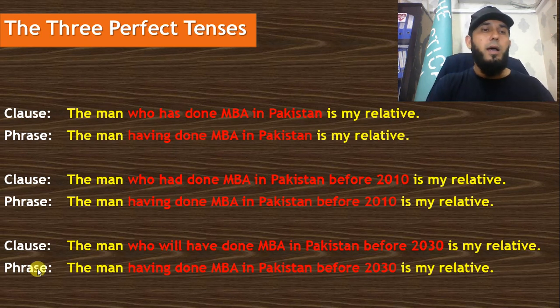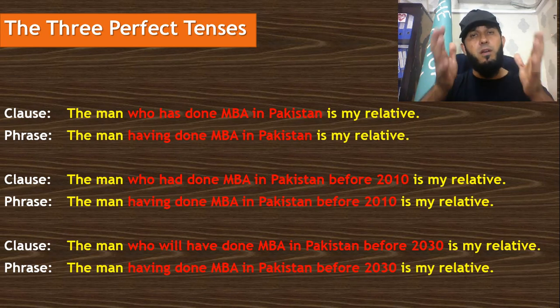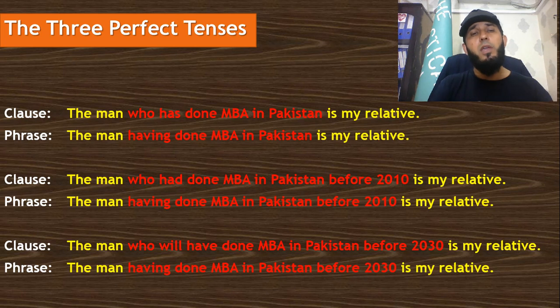And finally, future perfect tense, class. The man who will have done MBA in Pakistan before 2030 is my relative. I've brought the same concept in all these three examples. But the point is that there it says will have done before 2030, or who had done before 2010.